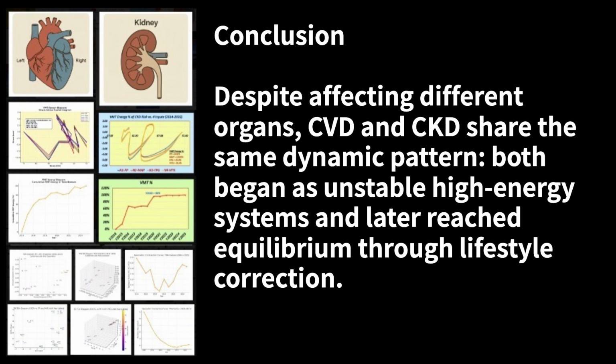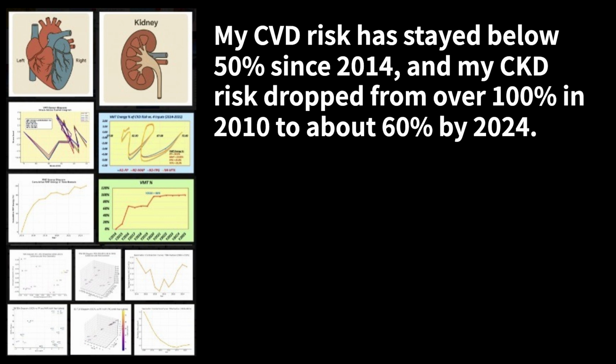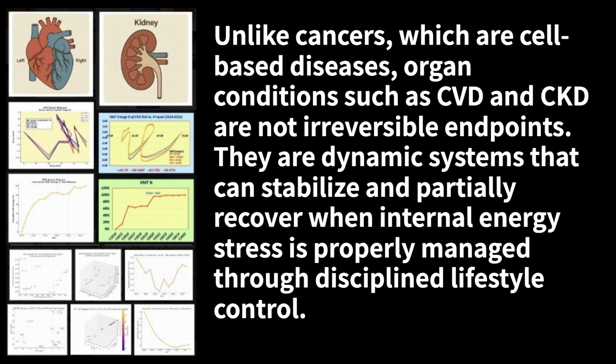Conclusion. Despite affecting different organs, CVD and CKD share the same dynamic pattern. Both began as unstable high-energy systems, and later reached equilibrium through lifestyle correction. My CVD risk has stayed below 50% since 2014, and my CKD risk dropped from over 100% in 2010 to about 60% by 2024. Unlike cancers, which are cell-based diseases, organ conditions such as CVD and CKD are not irreversible endpoints. They are dynamic systems that can stabilize and partially recover when internal energy stress is properly managed through disciplined lifestyle control.